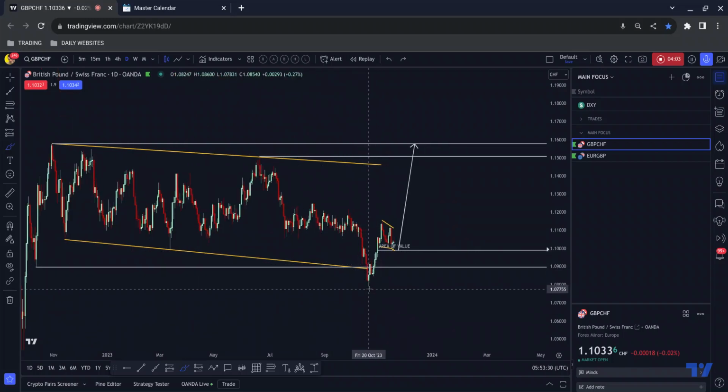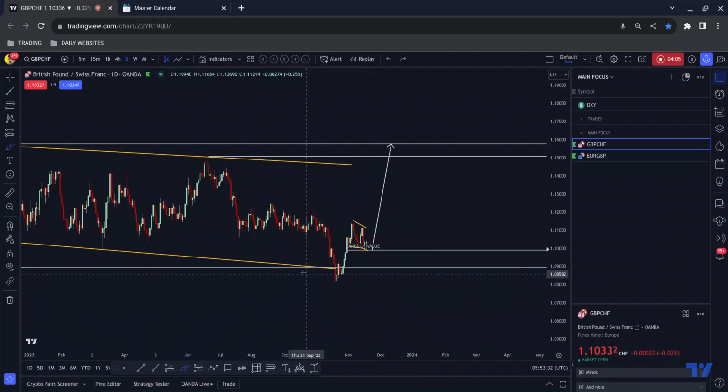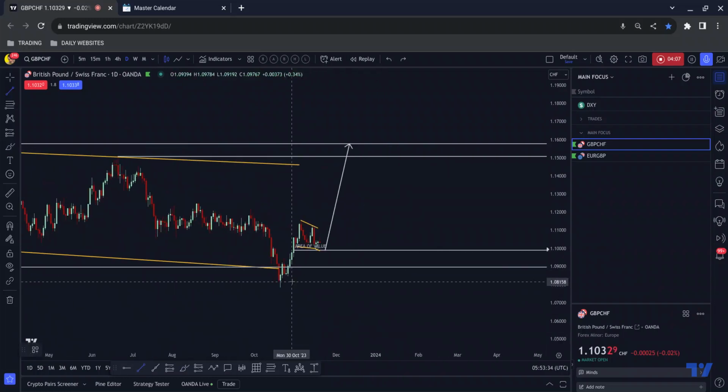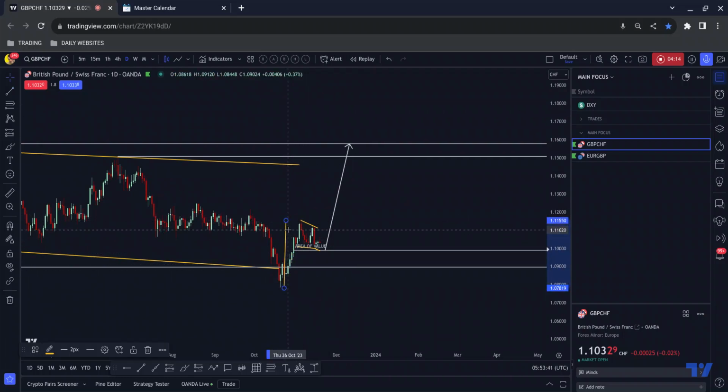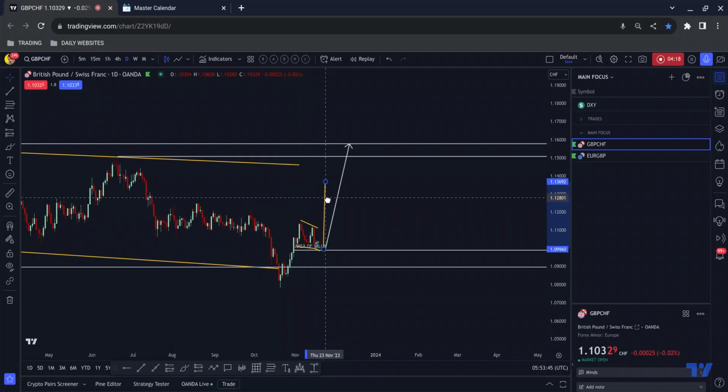Once again, break below, and then we just smash straight back in, and then we have that impulse correction continuation potential. And if we just measure the impulses, because the continuation leg out of an impulse correction continuation tends to be of a similar length, we also take it from the break of the trend line, which would be about there.